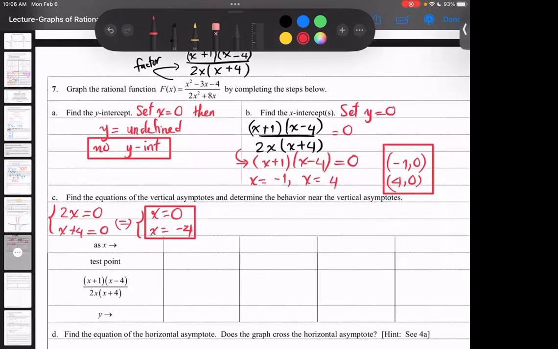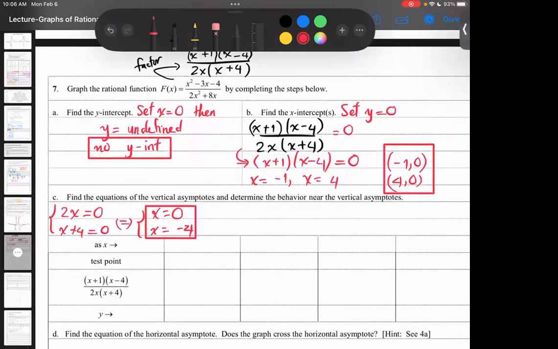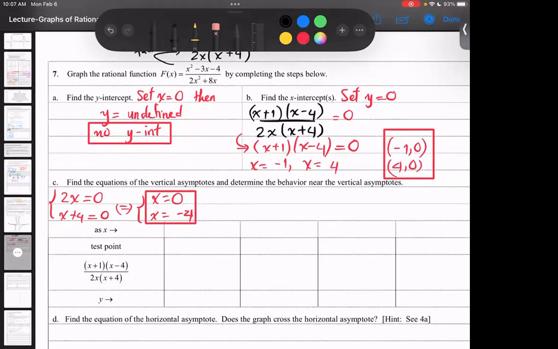Determine the behavior near the vertical asymptote. So what you do is you list them down, right? So I have 2 vertical asymptotes. I'm gonna have 4 values because each of them you're gonna go from the left and go from the right. So let's do -4 first, because it's smaller. So I'm doing -4 from the left, -4 from the right, 0 from the left, 0 from the right.